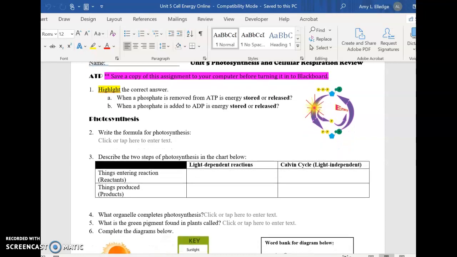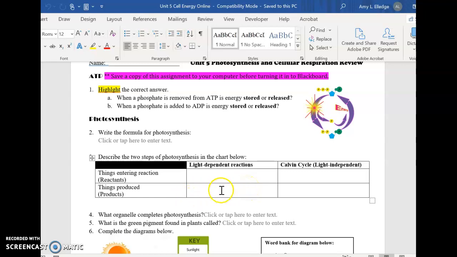In your packet, we'll help you with many of these questions, but I did kind of want to go over this one right here. So in the light-dependent reaction, things that enter the reaction, obviously light, and it tells you that in your packet. But the other part that goes in at this point is water. So both light and water have to be used for this light-dependent part. Things produced are ATP and NADPH and some oxygen, which is the byproduct.